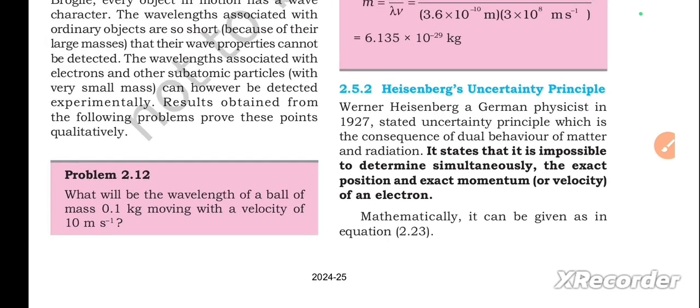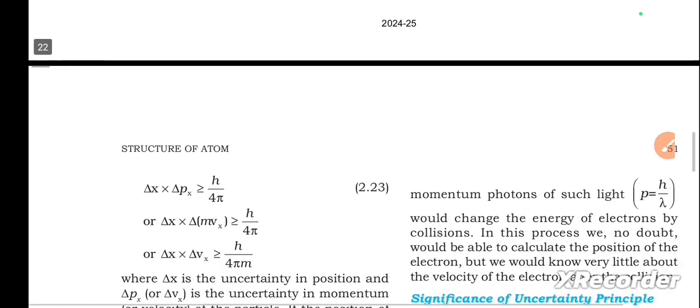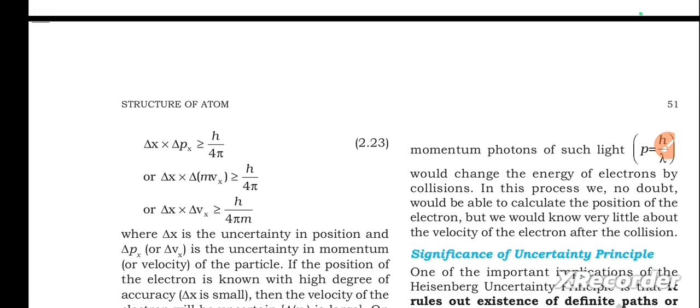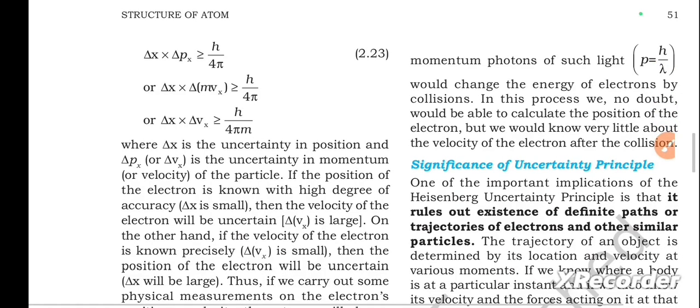Mathematically, it can be given as an equation: delta x into delta px is greater than or equal to h by 4 pi, where delta x is the uncertainty in position and delta px is the uncertainty in momentum or velocity of the particle. If the position of the electron is known with a high degree of accuracy, delta x is small, then the velocity of the electron will be uncertain.